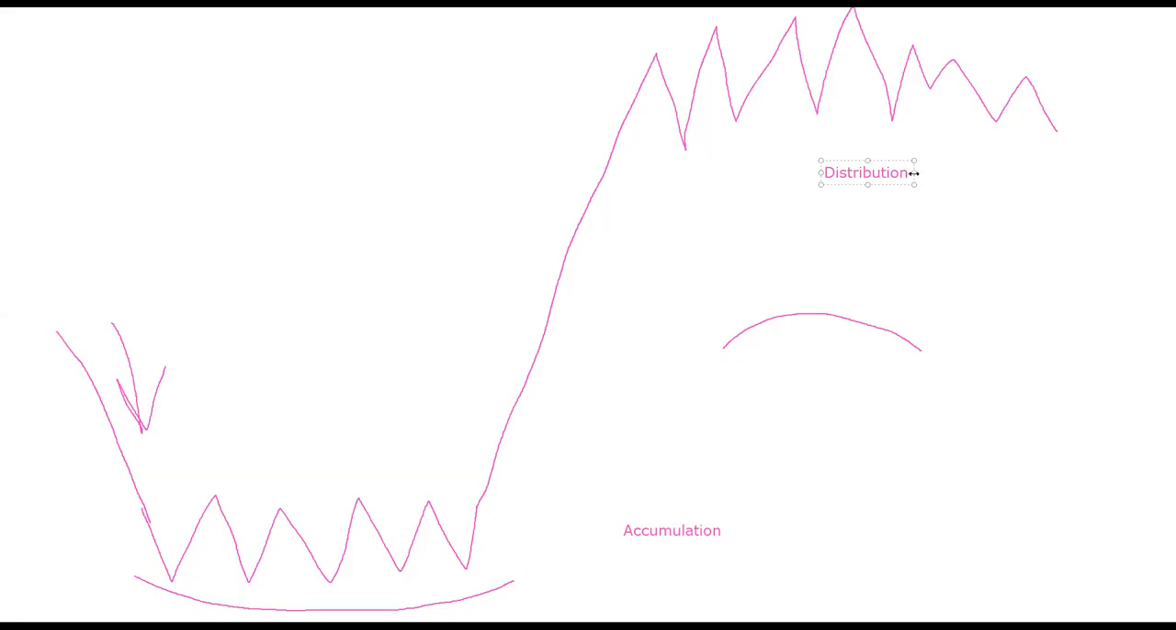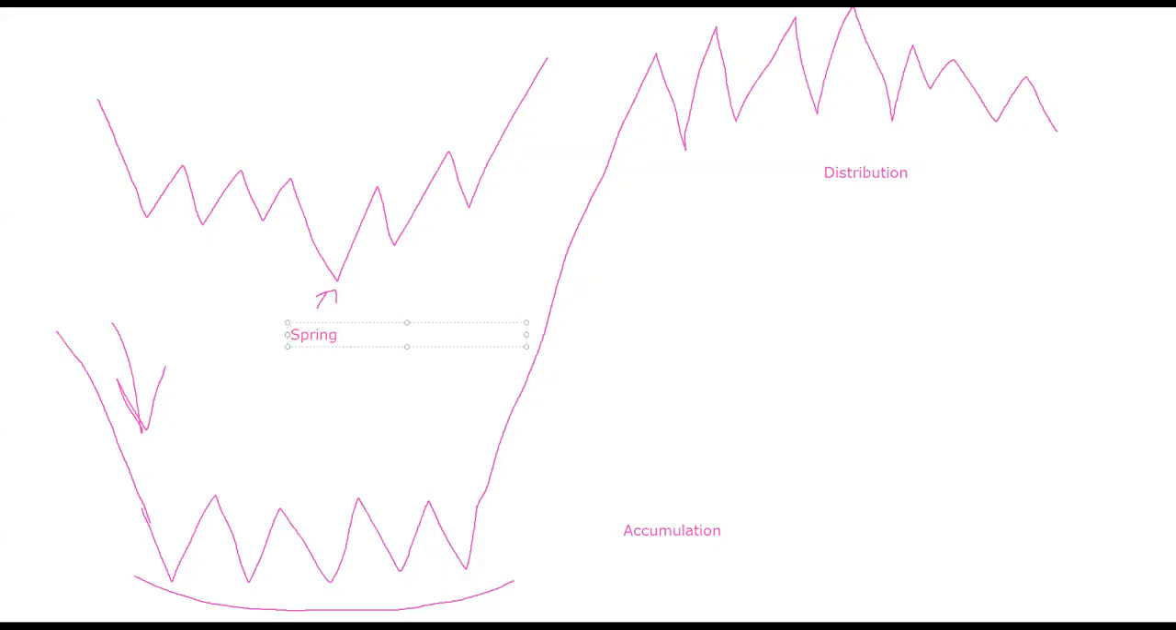Okay. Now, this position here, known as distribution, is very interesting because in both of these positions, it will try to fake you out. It will try to essentially knock you out of your position. Say you buy right here, it will go up, it will go further than your stop loss. So let's say it goes like this, right? It'll usually do something like this, right? This is called the spring. Okay. And this spring will help you characterize accumulation from distribution.